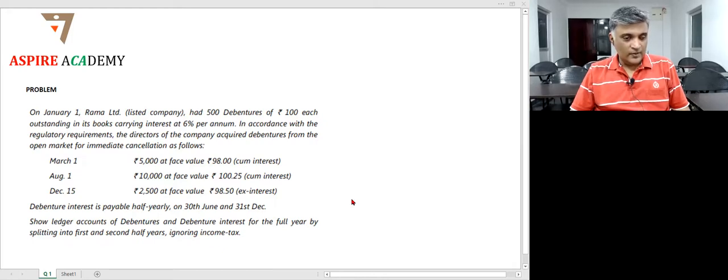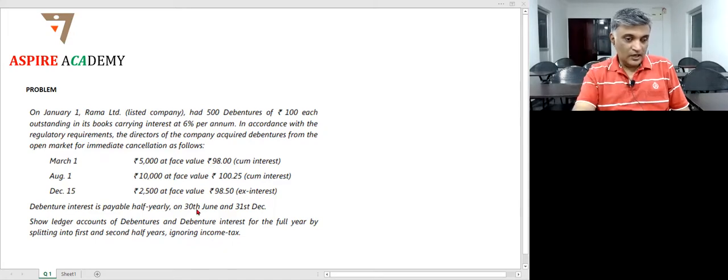Debenture interest is payable half yearly on 30th June and 31st December. Show ledger accounts of debentures and debenture interest for the full year by splitting into the first and second half year, ignoring income tax. So we need to open a ledger account in two phases, one for the first 6 months period and then for the next 6 months period.